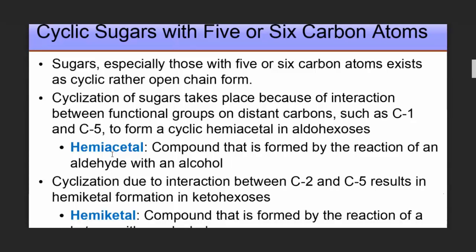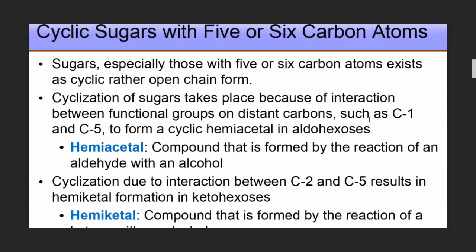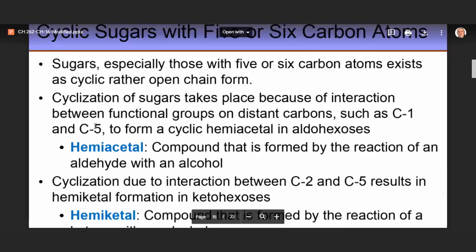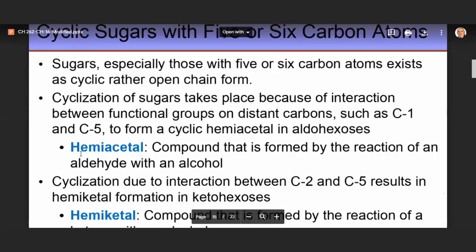Now, cyclic sugars with 5 or 6 membered rings. Sugars, especially those with 5 or 6 carbon atoms, exist as cyclic rather than open chain forms. Cyclization of sugars takes place because of interaction between functional groups at distant carbons, such as carbon 1 and carbon 5 to form cyclic hemiacetal in aldohexoses. So what is a hemiacetal? A compound that is formed by the reaction of an aldehyde with an alcohol.